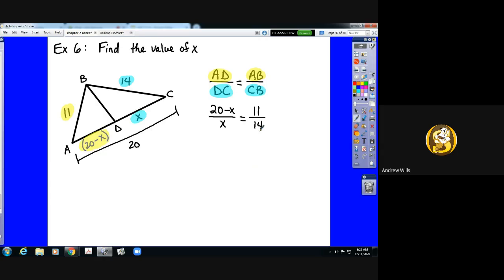A lot of good answers going into the chat. I'd like to see it. Let's cross multiply. 11 times x is equal to 14 times the quantity 20 minus x. Again, there's another place where it's a very common mistake. Remember that I don't want you to distribute until after you cross multiply. Don't try to do it all at one time or you're going to forget. Okay, solve that equation, get an answer into the chat. I've only got about 5 answers in the chat so far. 6 answers in the chat so far.